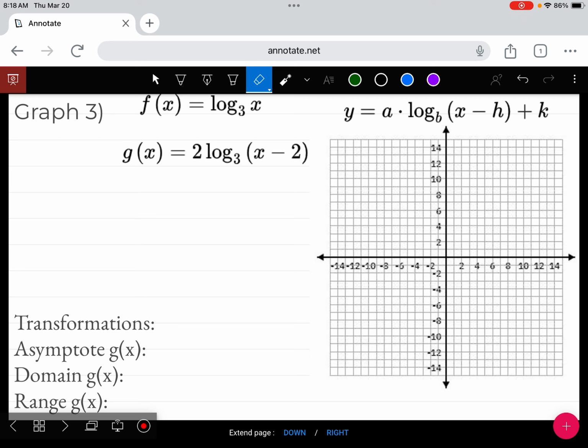And again, we are going to wind up with 3 tables on this. 2 graphs, but 3 tables.